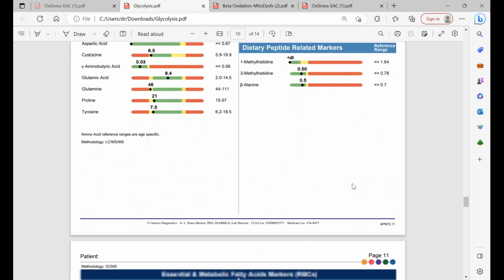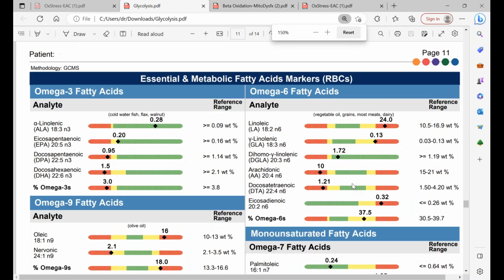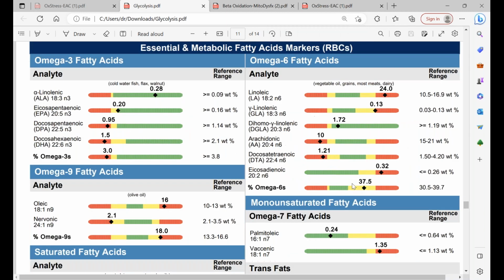So then we're going to go down to the fatty acids here. That doesn't look good. It's amazing what happens to people. I was talking with one of the lab people earlier today. We were just shaking our heads. We were looking at these sample labs, and we were both just like, I can't believe these people are alive. That's just incredible what happens to people.